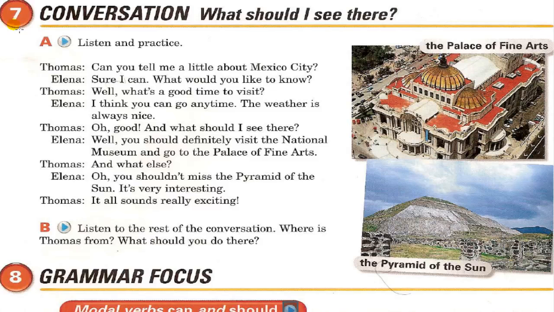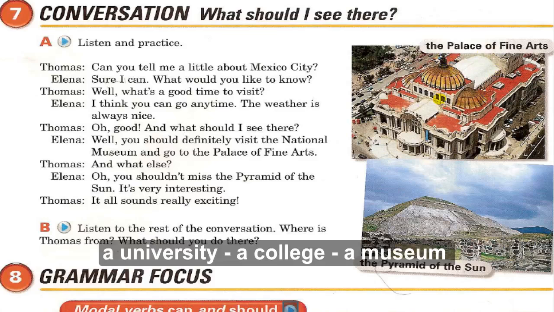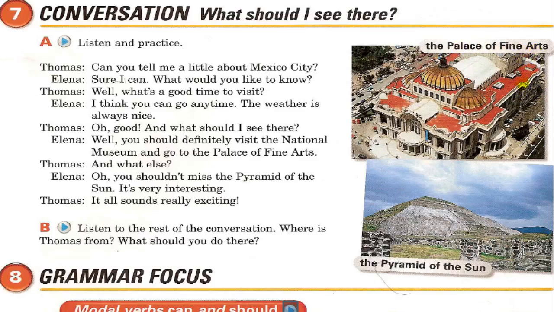Interchange 1, Unit 11, Part 2, Exercise Number 7. Conversation. Look at the picture here. What do you see? A lot of cars. A very big building. What is it? A college, a university, or a museum? This is the Palace of Fine Arts. It's a very big museum.